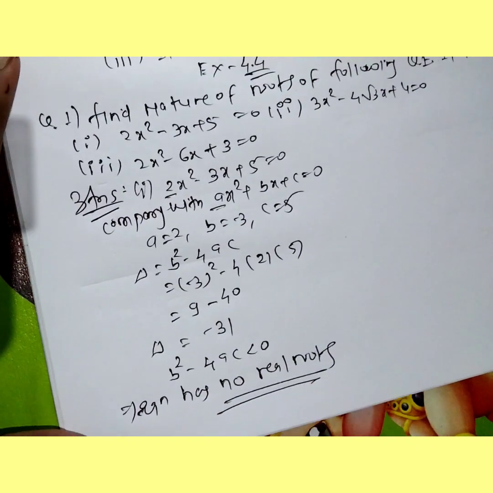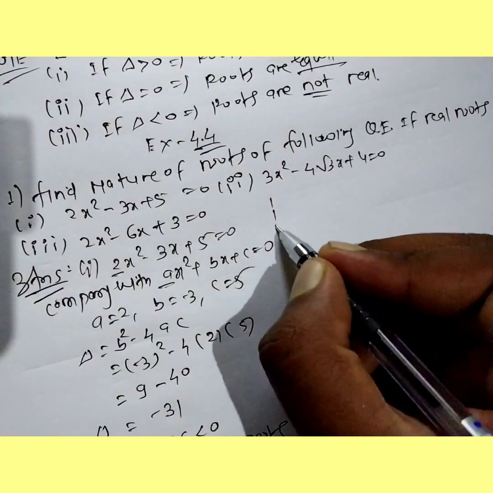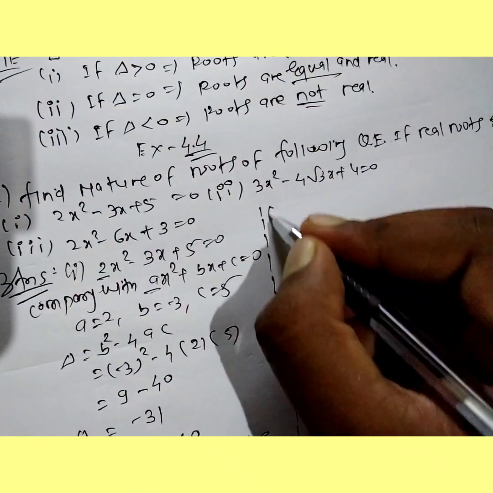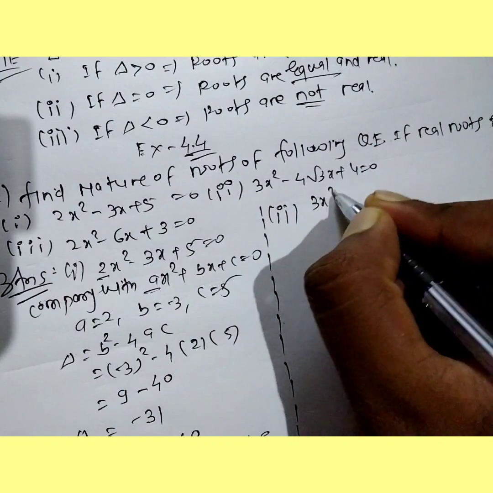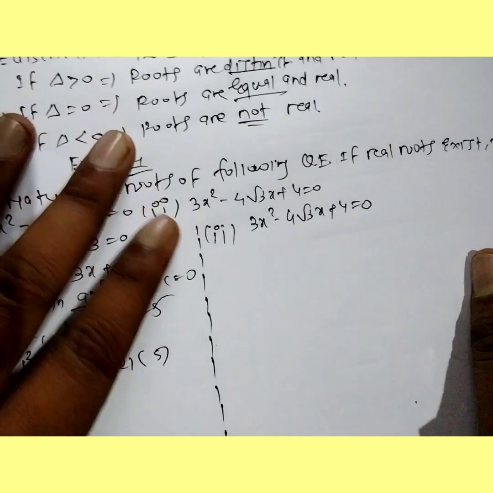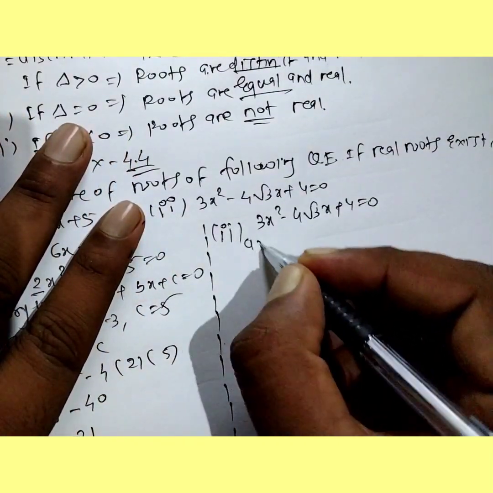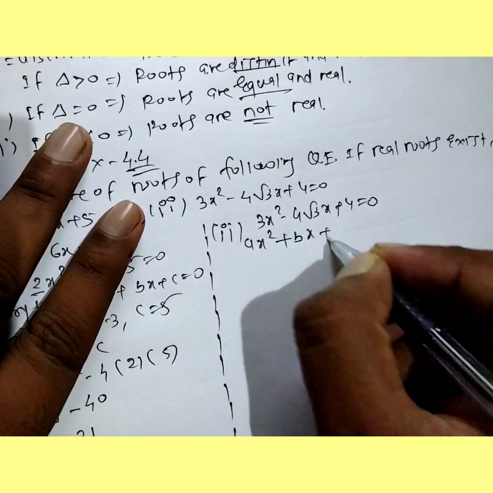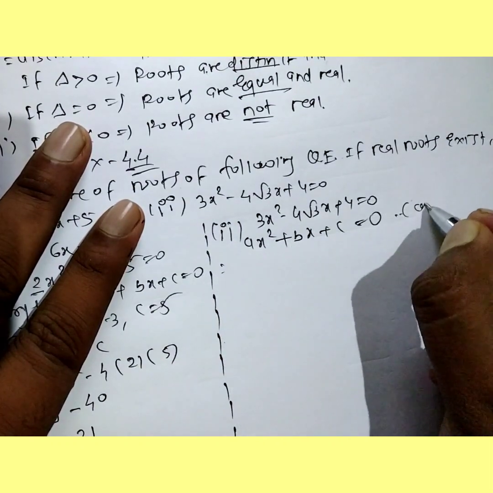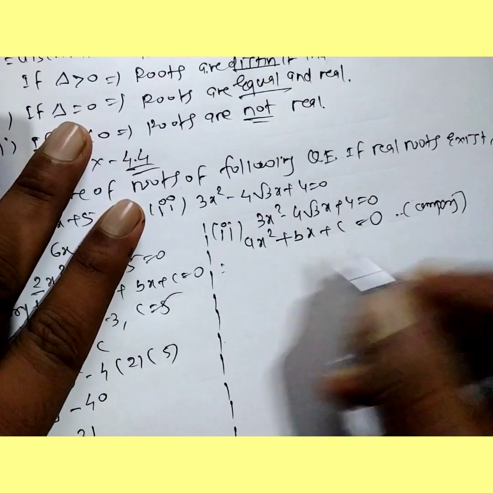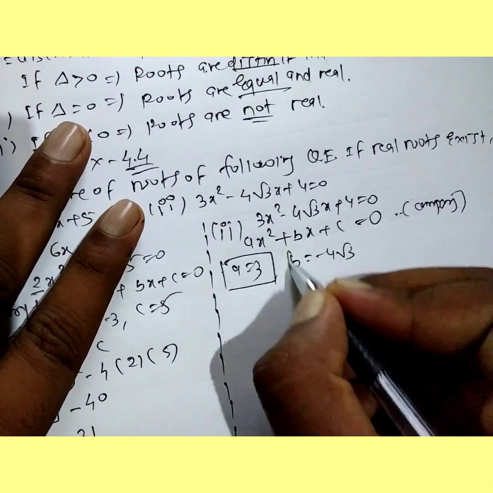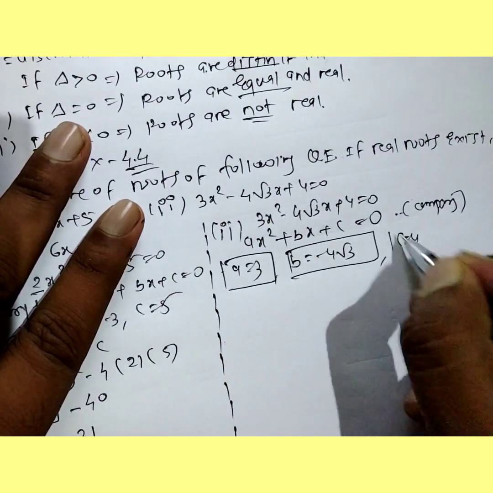Okay, so let's solve the next one, the second question. See what is given: 3x square minus 4 root 3x plus 4 equal to 0. Okay, so first of all we'll compare with ax square plus bx plus c equal to 0. So what will you get? Comparing, a is 3, you can see, b is minus 4 root 3 and c equal to 4.